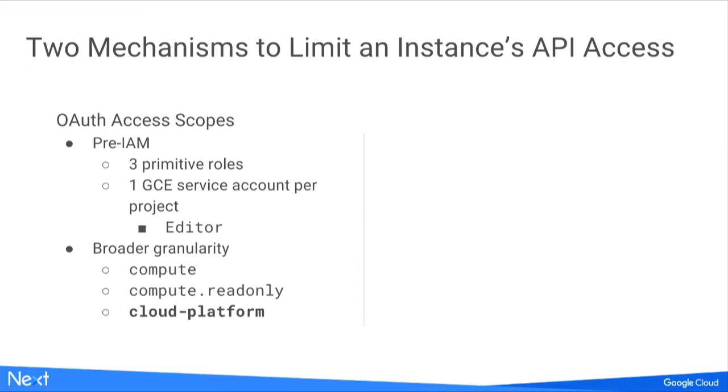They're relatively broad in their granularity. For example, you could give someone permission to just the compute API or the read-only methods in the compute API. And there's one special scope, the Cloud Platform scope, which allowed access to all of Google Cloud APIs. We'll talk about that one more a little bit later.